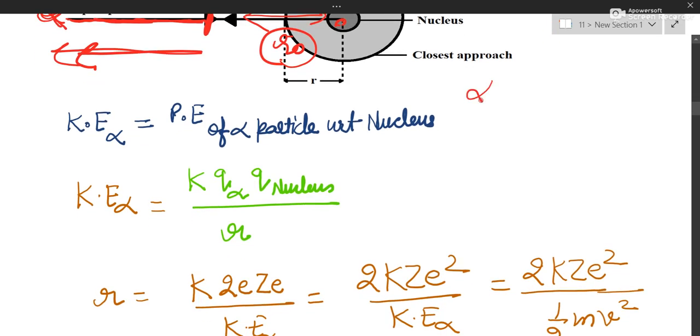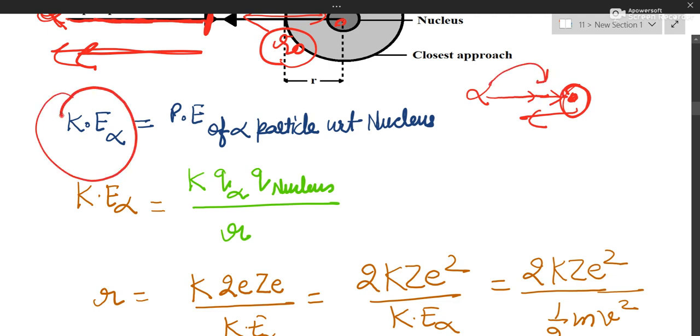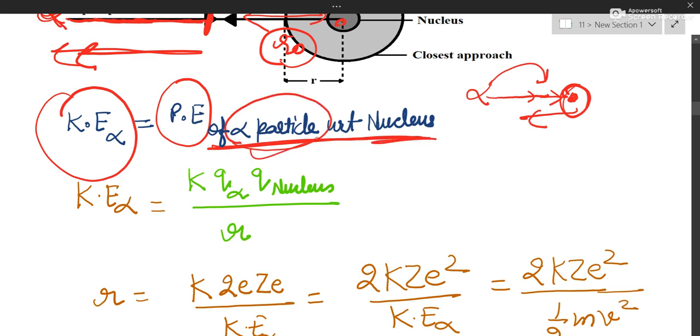Now the alpha particle was sent toward the nucleus. It stopped here and came back. What does it mean it stopped here? It means kinetic energy turned entirely into potential energy. So kinetic energy of the alpha particle turned into potential energy. Potential energy of whose? Potential energy is always of two things. So don't write it is converted into potential energy of the alpha particle. No, potential energy of the alpha particle with respect to the nucleus.